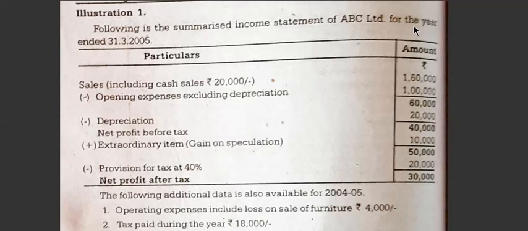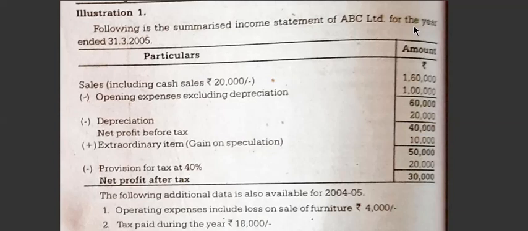Now, in the cash flow statement, as I have explained earlier, there are three types. They are cash flow from operating activities, cash flow from investing activities, and cash flow from financing activities. Okay, so now we will prepare the statement.